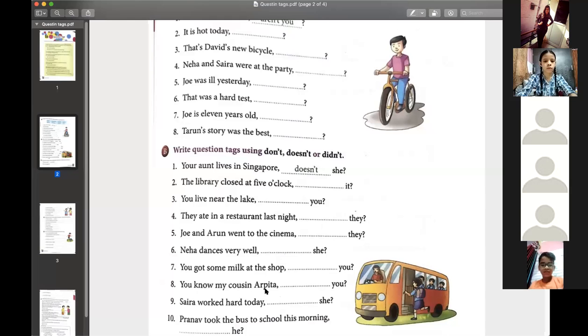You know my cousin Arpita, dash you? You know my cousin Arpita dash you. Eighth one. Excellent, Harshita. Correct. Dhwani, read the question. Everyone correct. Okay, Harshita, you can speak the answer. Ma'am, don't you? Don't you?